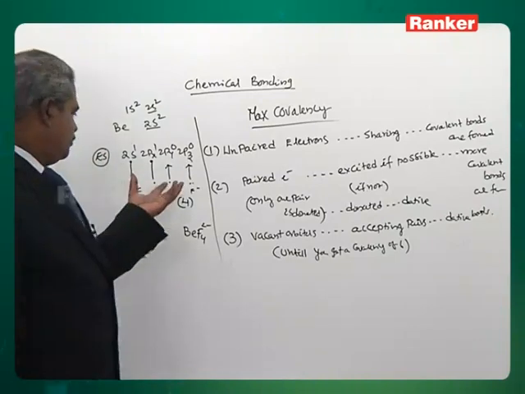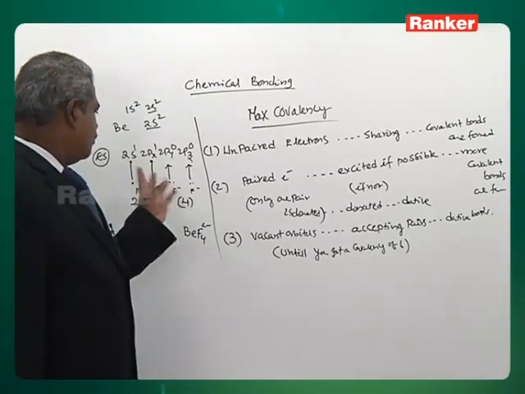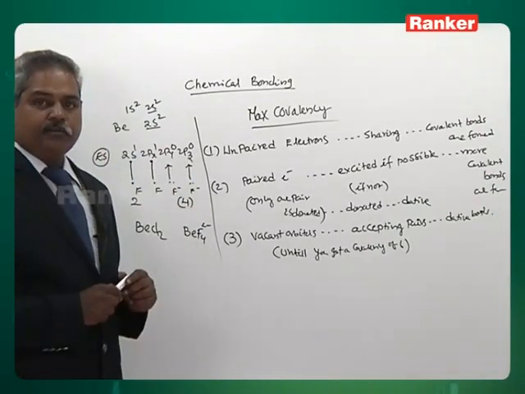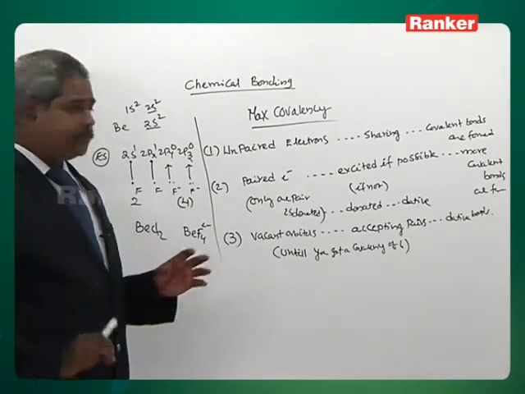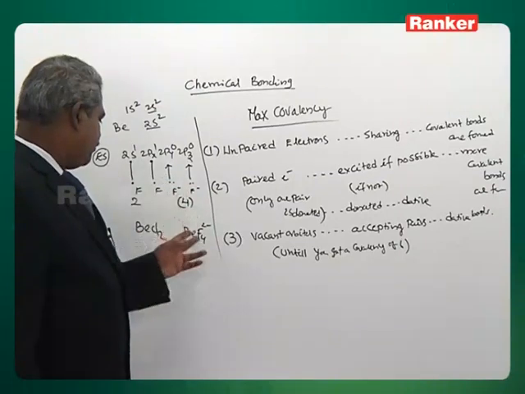So, beryllium accepts by, so what is the maximum covalency of beryllium? Means whether by sharing or accepting, donating, the maximum covalency happened to be 4.